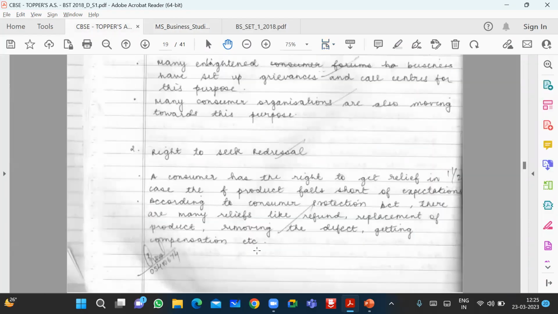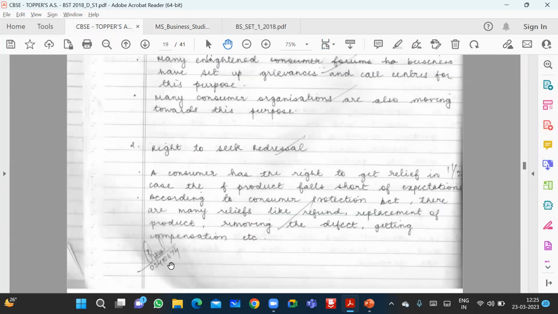Okay, so this way this question is complete, and this is basically the signature of the examiner with the examiner number.